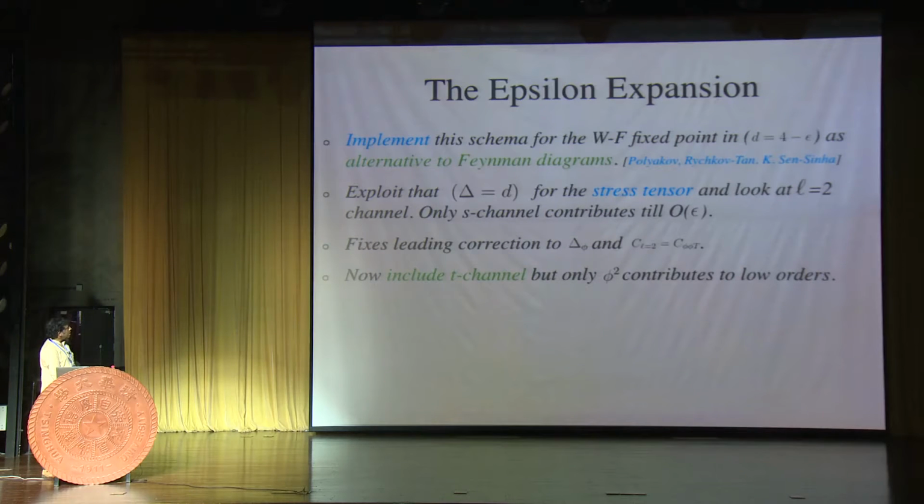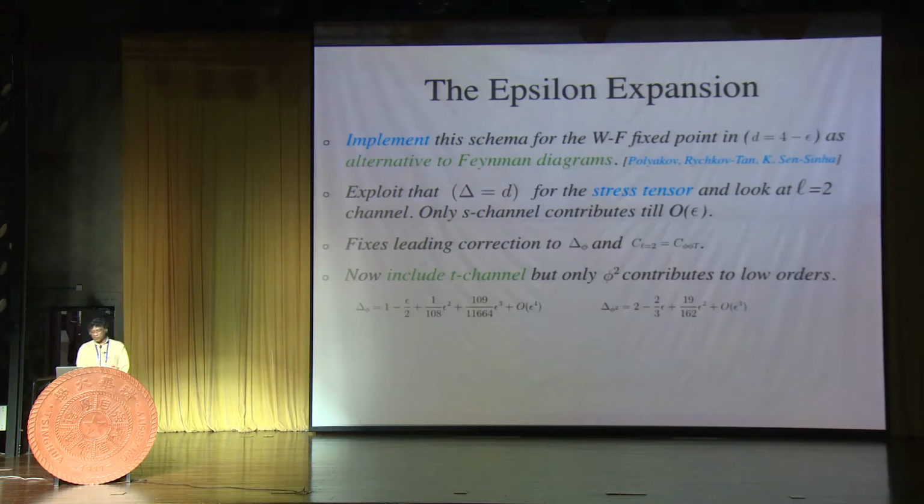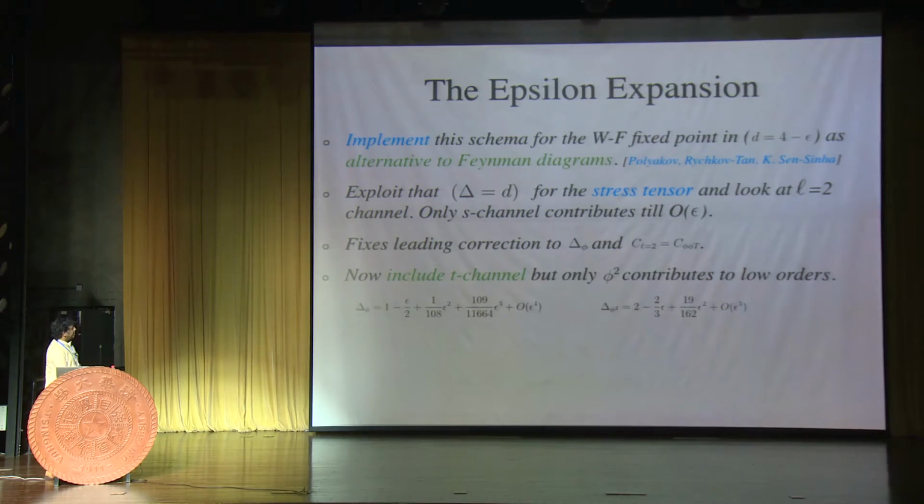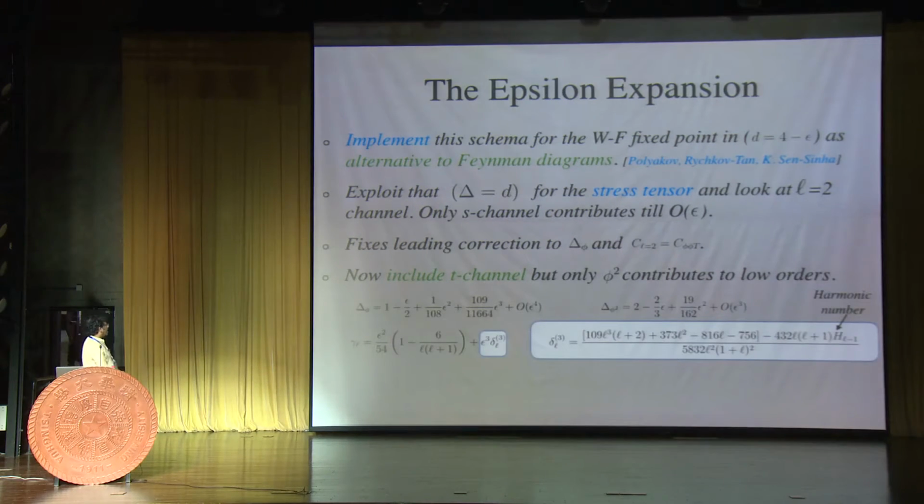In fact, due to certain miraculous cancellations in the T channel, you don't have an infinite number of operators contributing, but only the phi square to low orders, which is what we've been able to compute, and which is what gives you these results that I flashed earlier. These are, of course, known results, but it's heartening to obtain them. And it was quite surprising that these funny denominators all came.